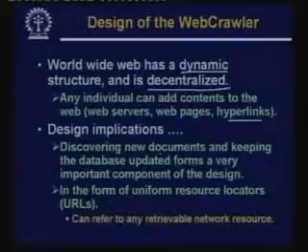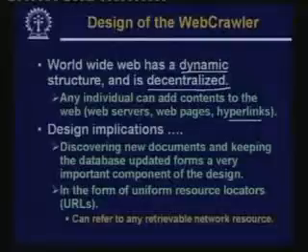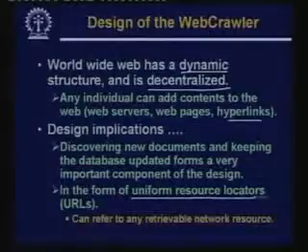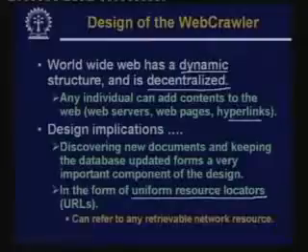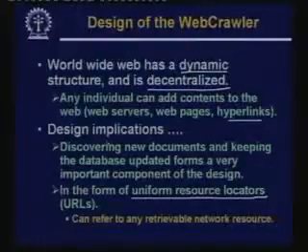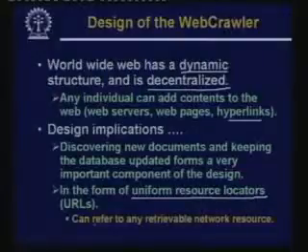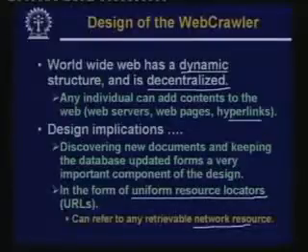Discovering new documents is obviously done by traversing uniform or universal resource locators, URLs. URLs are a means of locating or going to a document for retrieving it. They can in general refer to any retrievable network resource. It can be another HTML document, an image, an audio clip, a video clip, or also an executable file or some mail URL or some other kind of URL.